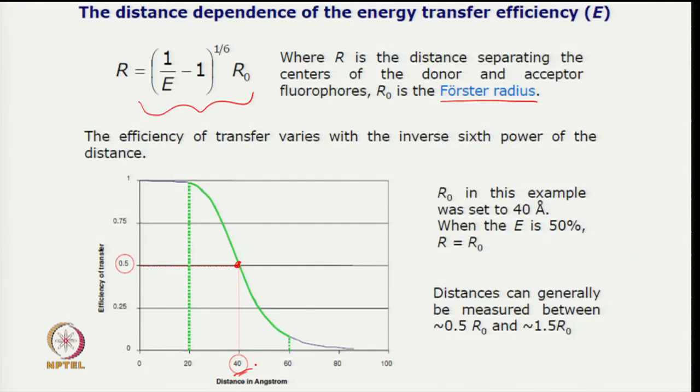What this means is that the Förster radius in this case is equal to 40 angstrom, and you can measure the distance between 0.5 R naught and 1.5 R naught. So, in this case you can calculate 0.5 into 40 angstrom to 1.5 into 40 angstrom. So, if donor and acceptor are between these two distances, we can see the quenching effect because of FRET.